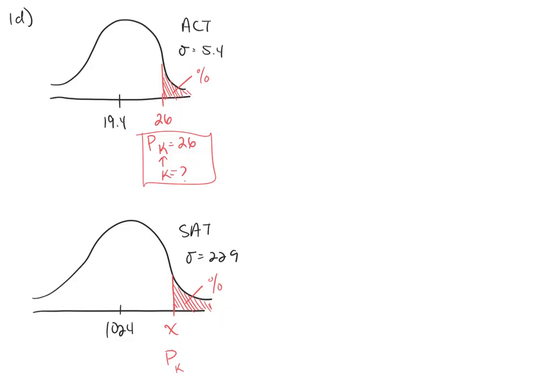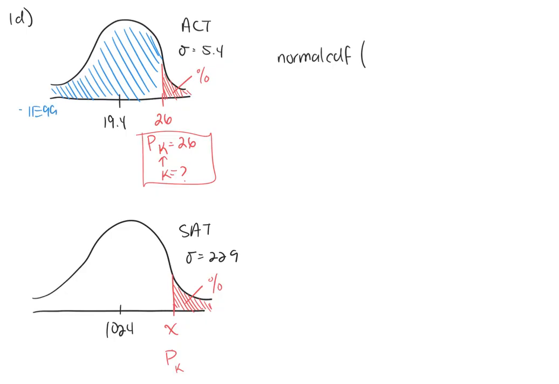Then we can work backwards to find that SAT score. To do this using your graphing calculator, we're going to use the normal CDF function, which gives us areas under the normal curve. Here I'm going to find the area that is shaded in blue, using a lower bound of -1E99 up to 26, a mean score of 19.4 and a standard deviation of 5.4.